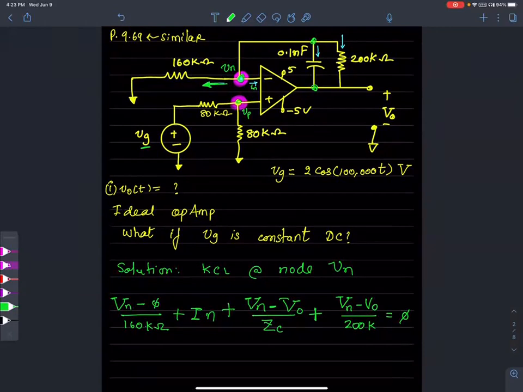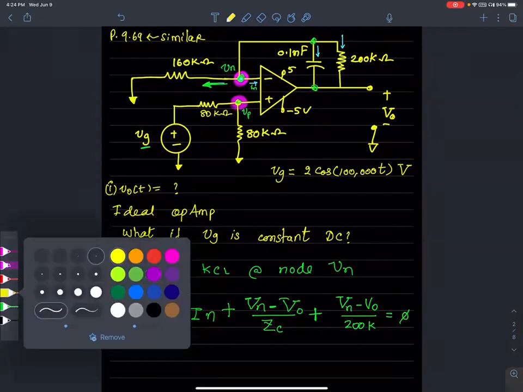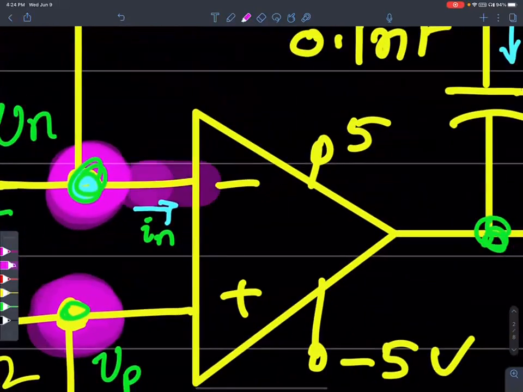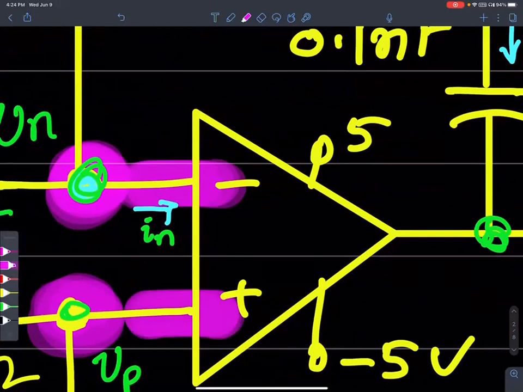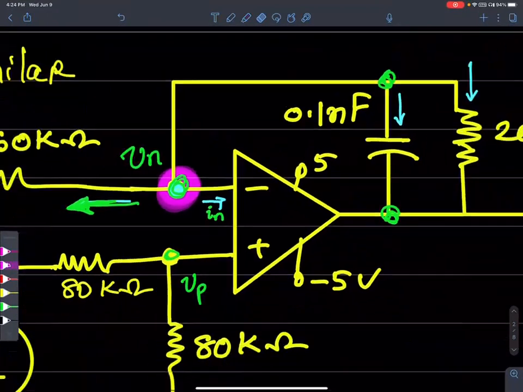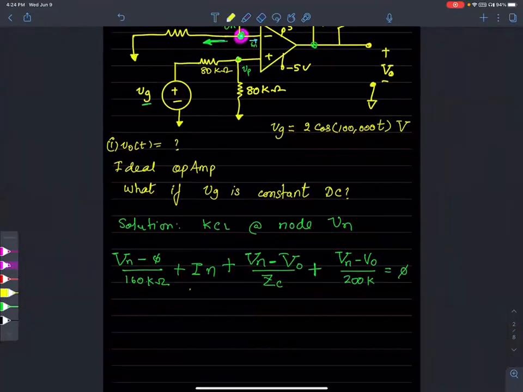So this is the first equation that we have set up by writing KCL at Vn. What is the easiest simplification? What is the easiest thing we can do right away? Plug in the variables, sure, but noticing that this is an ideal op-amp, one of the main rules of an ideal op-amp is that the current going into either of these terminals is 0. Meaning that IP is 0, which also means that IN is 0. So one of the first things we can do is to throw this one away. This is 0 because it's an ideal op-amp.